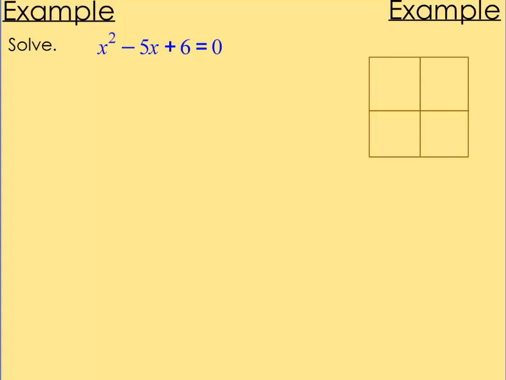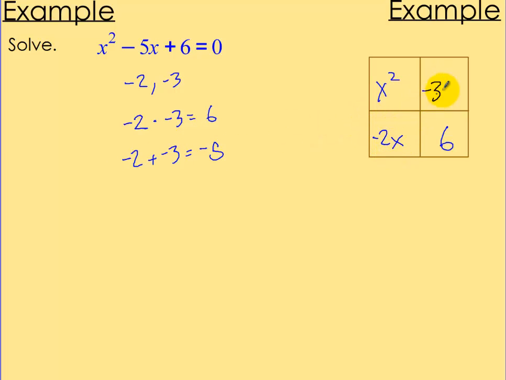All right, let's try some examples. So pause the video. Number 1. All right, so I'm going to set out my box over here. So I'm going to put x squared on this left side and +6 over here. I need two numbers that multiply to 6 and add to -5. That's going to be -2 and -3, because -2 times -3 equals +6, and -2 plus -3 equals -5. So I'm going to write this as -2x and -3x.